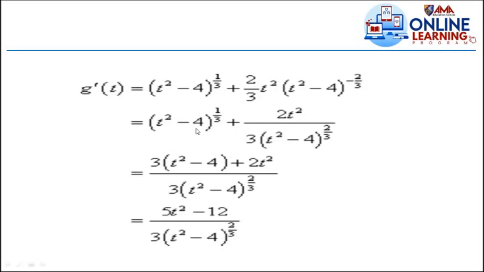So we have t squared minus 4 raised to 1/3 plus 2t squared divided by 3 multiplied by t squared minus 4 raised to 2/3. To simplify it further, multiply the whole equation by 3 times t squared minus 4; this will be our equation. 3t squared plus 2t squared, we have 5t squared. 3 by 4, we have negative 12. And after that, we're going to factor these two. 5t squared minus 12 is equal to 0. 3 times quantity t squared minus 4 raised to 2/3 is equal to 0.